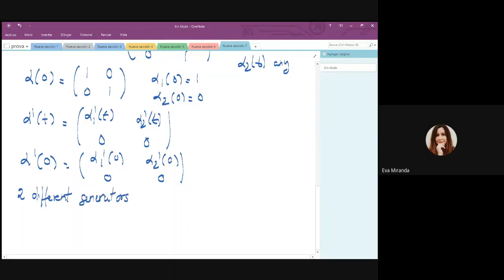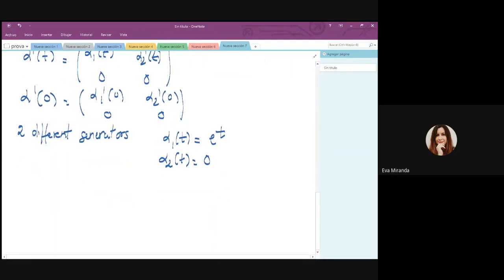Let's think. I may consider the first one. For the first one, I can consider alpha 1 of t equal to 1, which evaluated at 0 gives me 1. So I may consider something like this, the exponential. What about that? When this is a solution and alpha 2 of t equals 0. This gives me one generator where the curve I'm considering, so this is alpha.